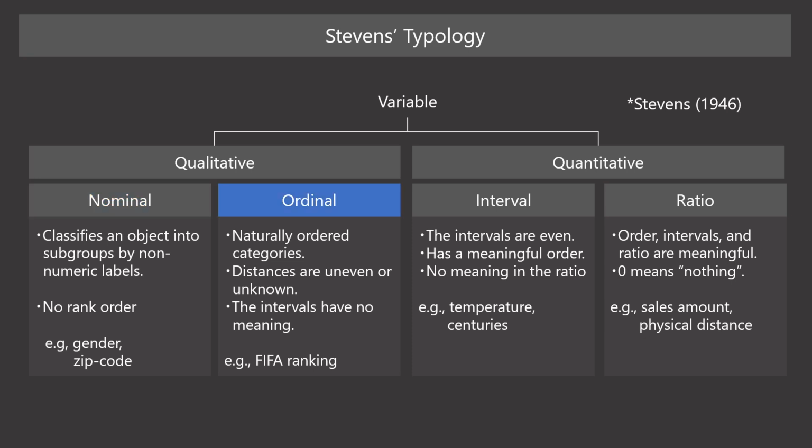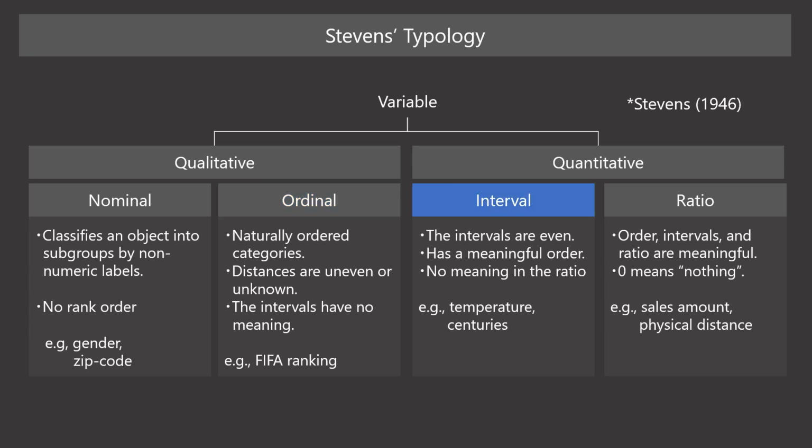Ordinal data is a variable that consists of naturally ordered categories. However, since ordinal data is not numerical, the distances between categories are uneven or unknown. So, the intervals between the category values have no meaning. Examples include FIFA soccer country ranking. The rankings are ordered, but we cannot say the interval between the first and the third equals the interval between the second and the fourth.